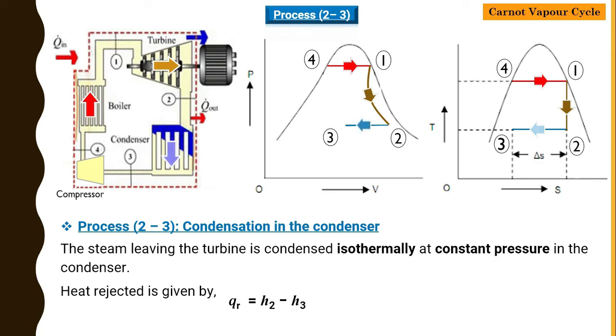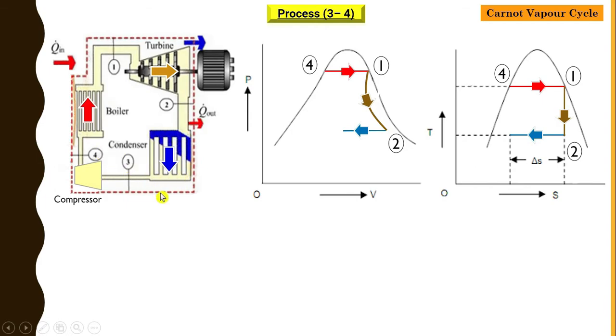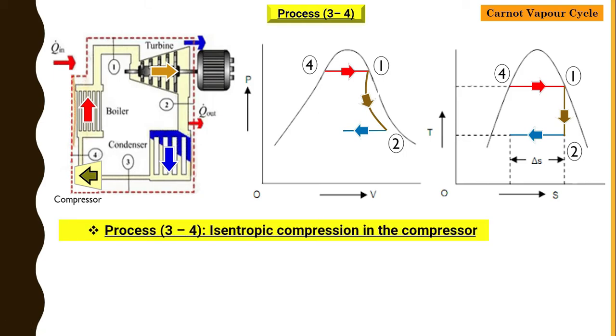Now condensed steam is supplied to the compressor. So let's see the last process, 3 to 4. In the compressor, the pressure of the substance is going to increase, then it is again supplied to the boiler. Process 3 to 4 is isentropic compression in the compressor. Let's see it on the PV diagram. So the 3 to 4 process, there is compression, so its volume is going to decrease. On the TS diagram, it is a vertical line.